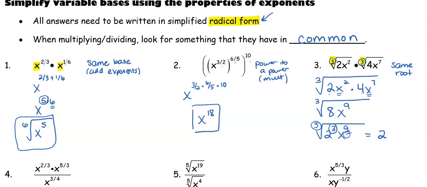I have 9 x's. If I need it to be in groups of 3, if I were to write out all of these, I have a group of 3, a group of 3, a group of 3. So when I have 9 x's, I have 3 groups of 3. That is how I end up with 2x cubed.